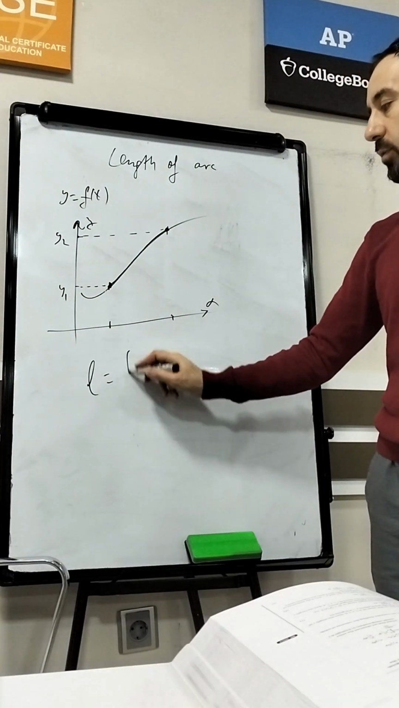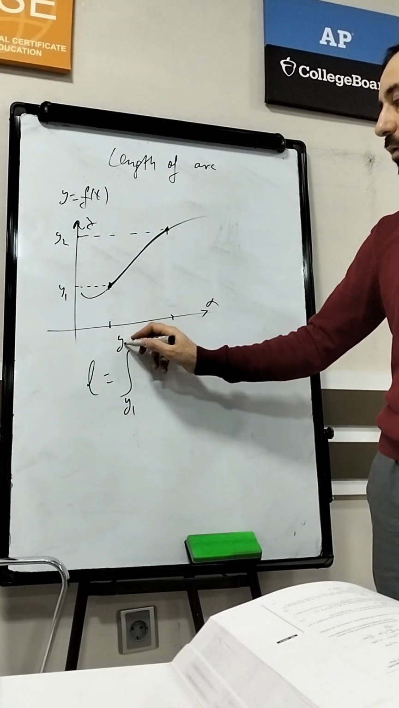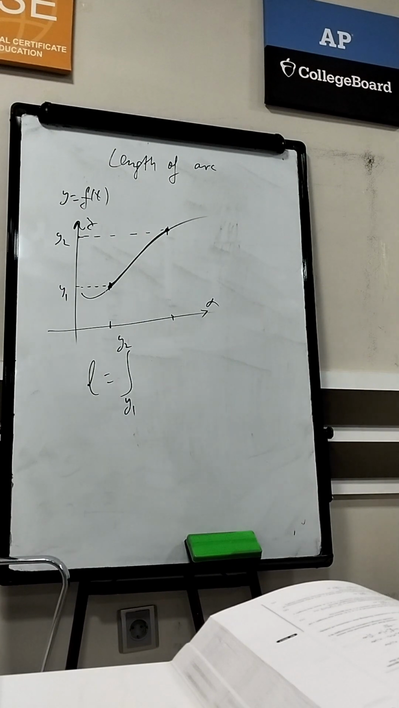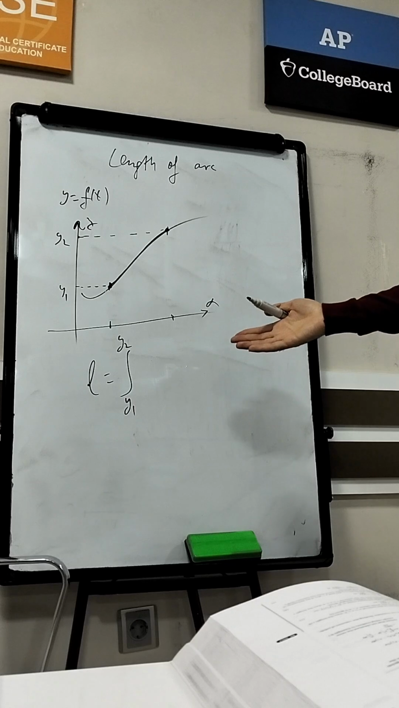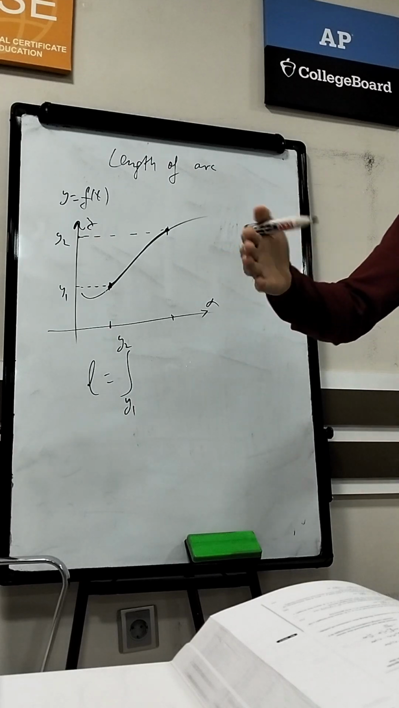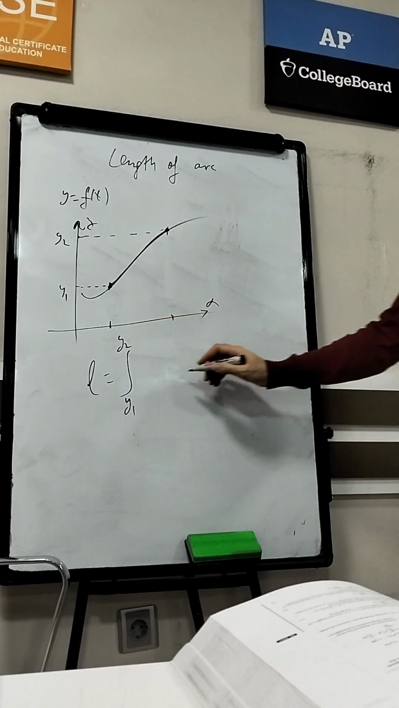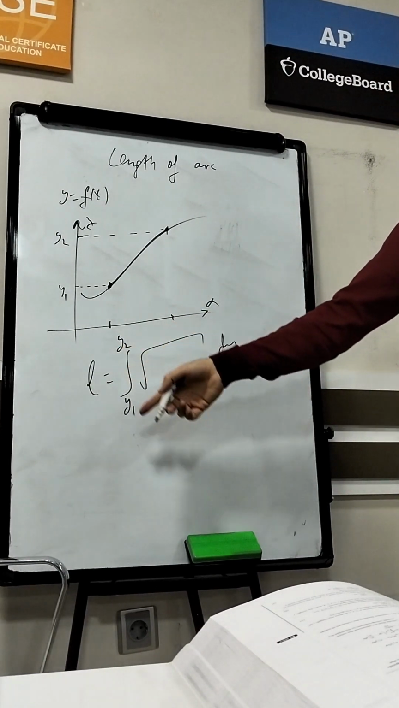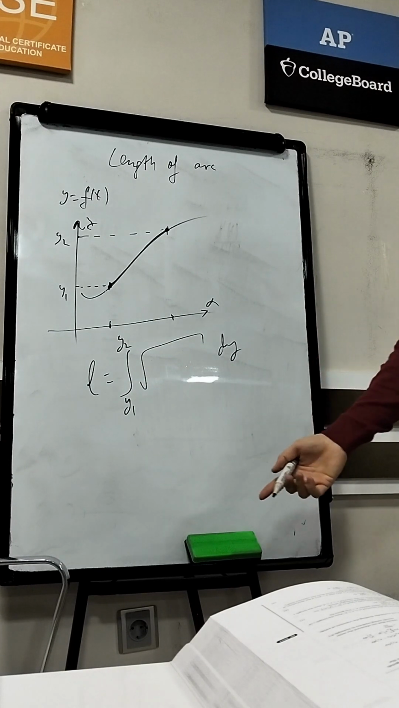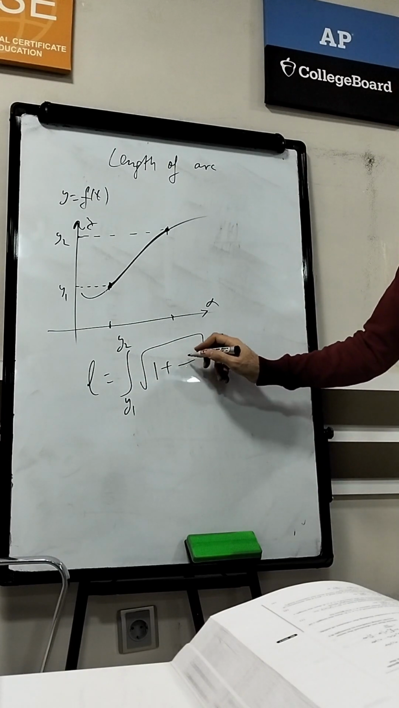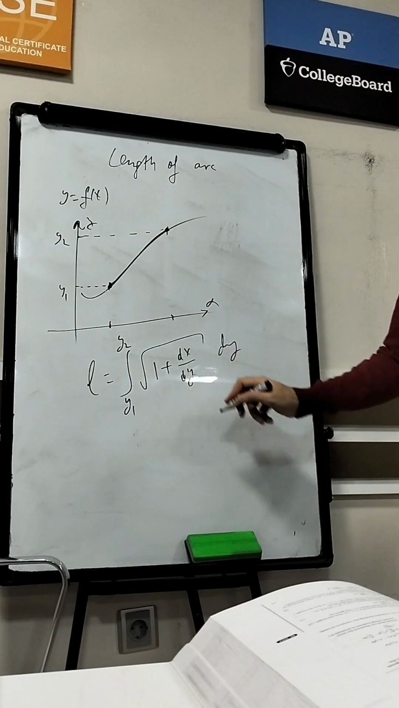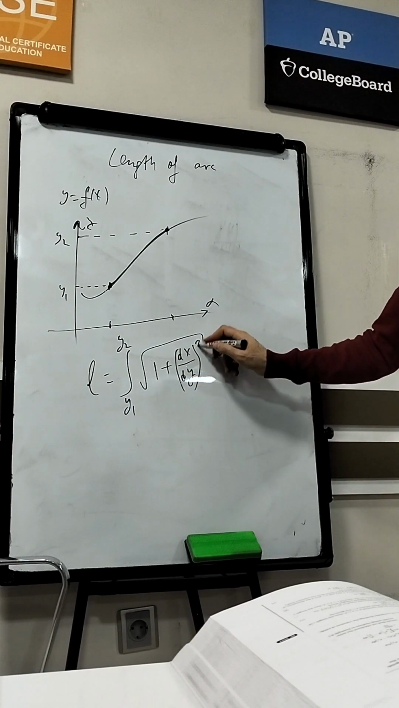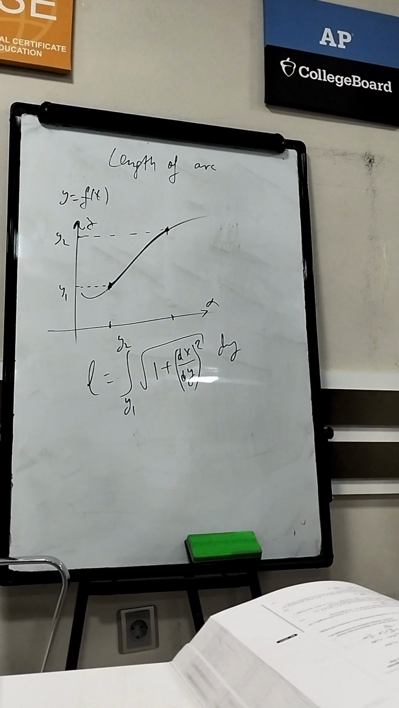Length of arc, integration from y1 to y2. It will be integration of dy, right? The first one was integration of dx. This will be integration of dy. Am I right? Because the boundary lines also are y1, y2, values of y. Here will be 1 plus (dx/dy) squared, right? Actually, the same formula, just for different conditions.